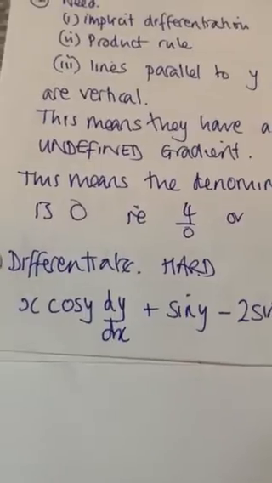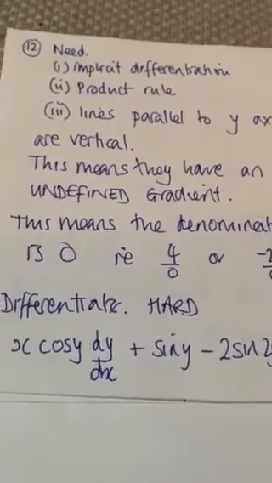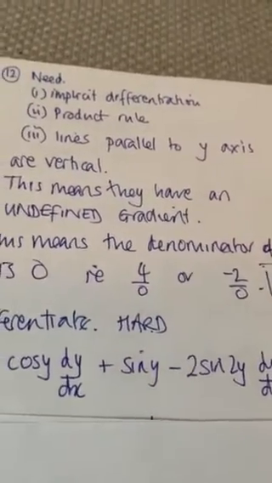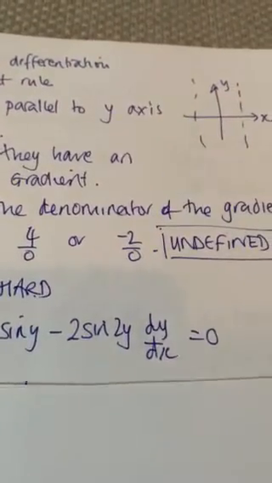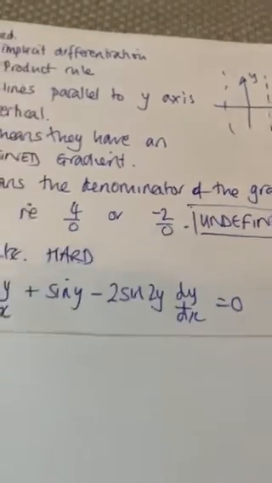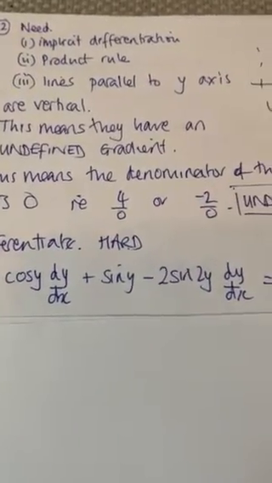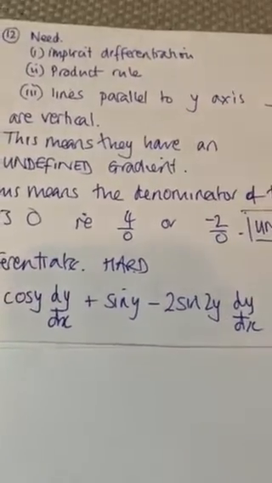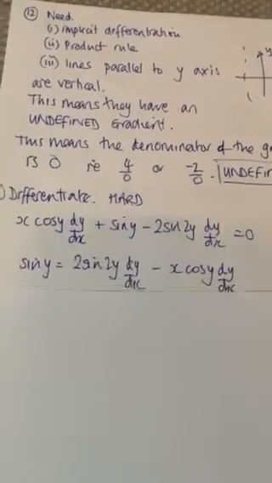So you end up with x. You differentiate your sine y with respect to x, so you're going to get cos y dy/dx. You then leave your sine y and you differentiate your x with respect to x. You're then going to differentiate your cos 2y with respect to x. So you end up with x cos y dy/dx plus sine y minus 2 sine 2y dy/dx equals 0.